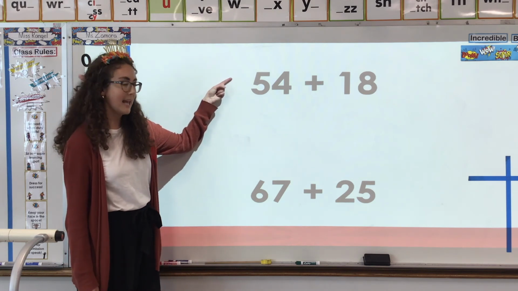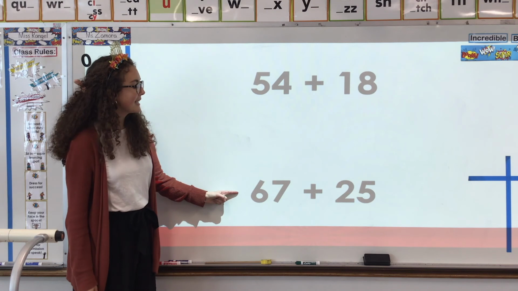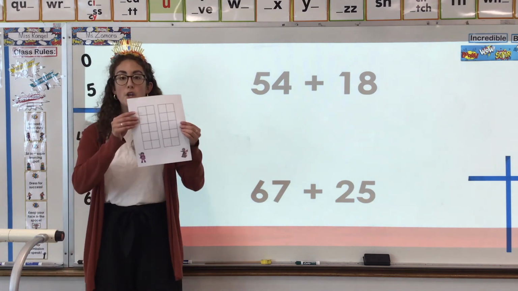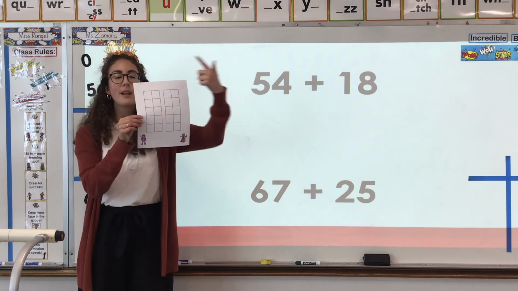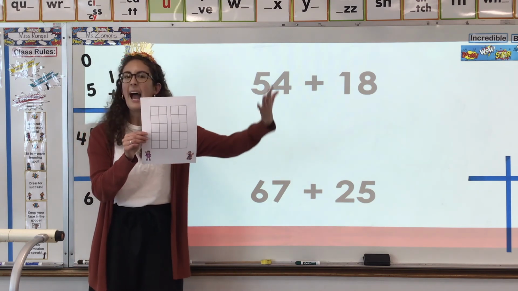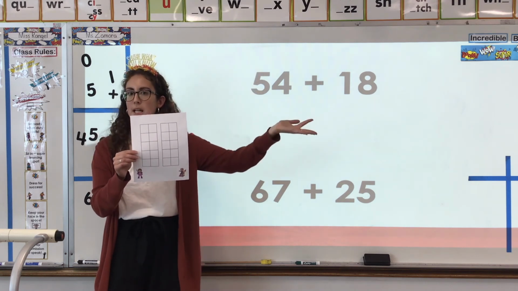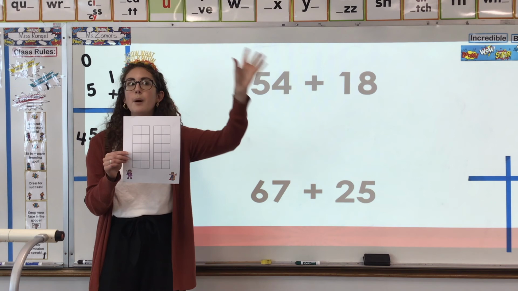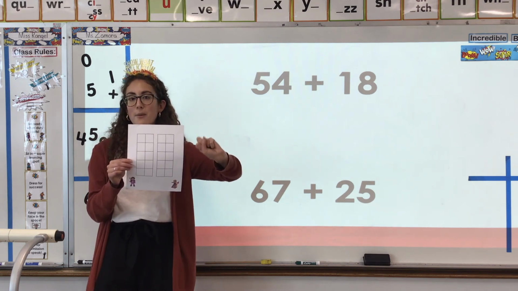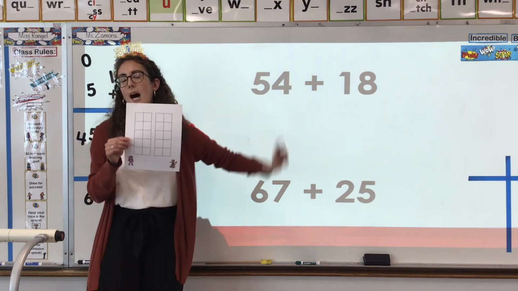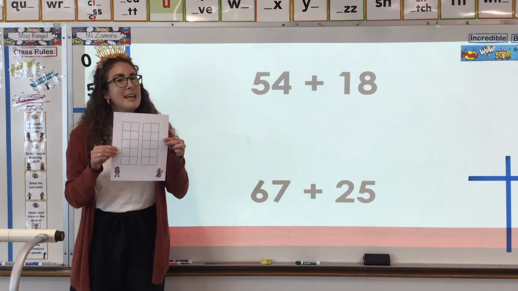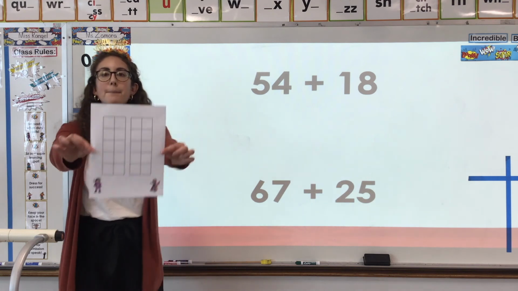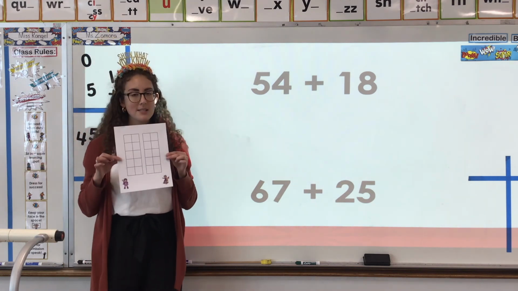The problems are 54 plus 18, and 67 plus 25. You're going to add the tens and the ones together. And when you add your ones, you're going to see, what do I need to bundle? Can I bundle a group of a smaller unit to make one of a bigger unit? Just like we've been practicing, you're going to solve these problems by bundling and showing your skills.